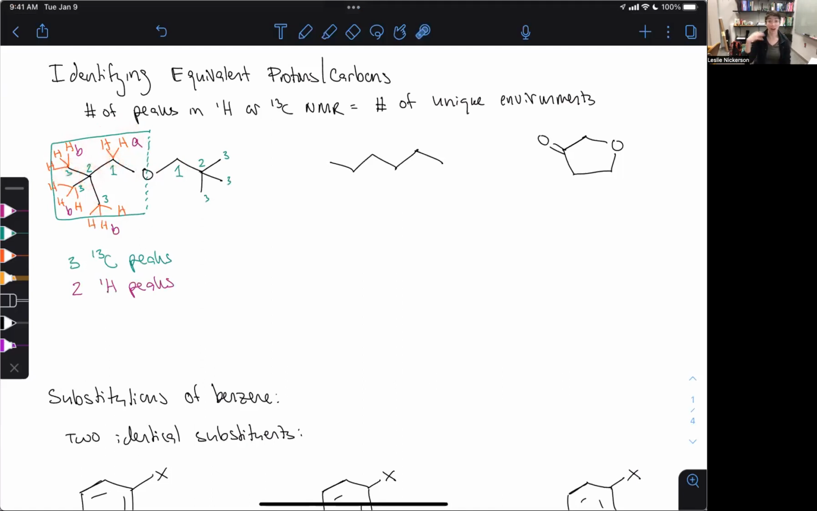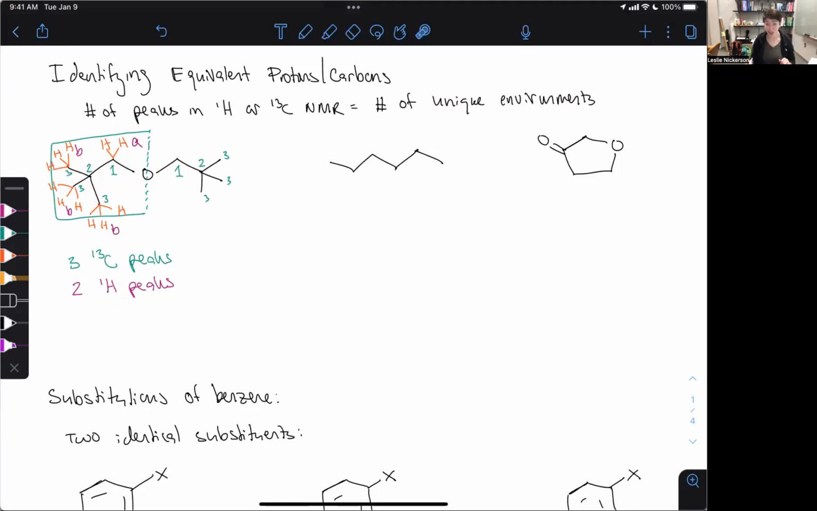Okay, you're gonna again see the kind of influence of other things, but I don't ever want to see somebody assigning an oxygen a peak in an NMR, because the oxygen is just an influence, but it's not showing up there. Okay, so that's going to be this one. We're going to have 3 carbon peaks, 2 proton peaks, and that's going to be our NMR for this one.